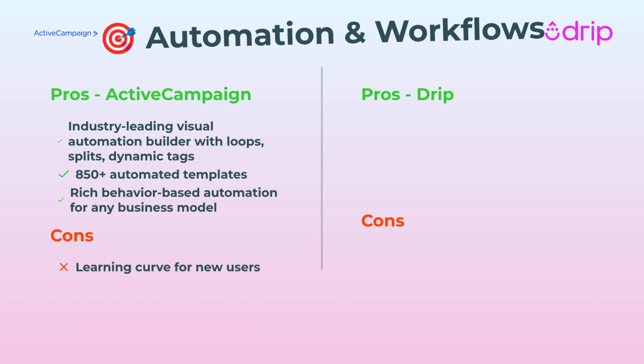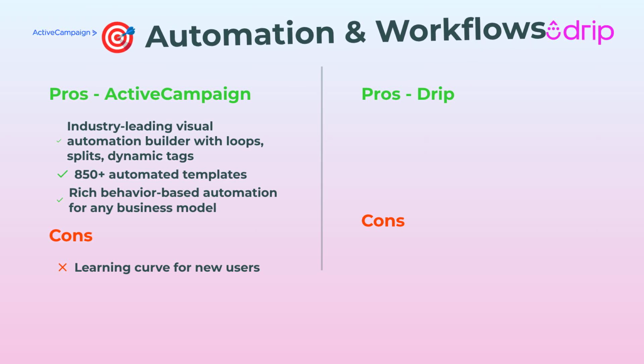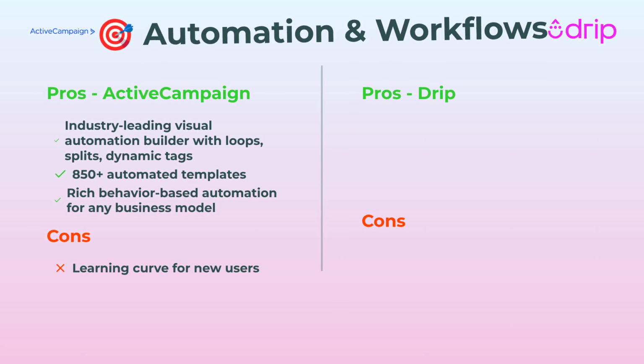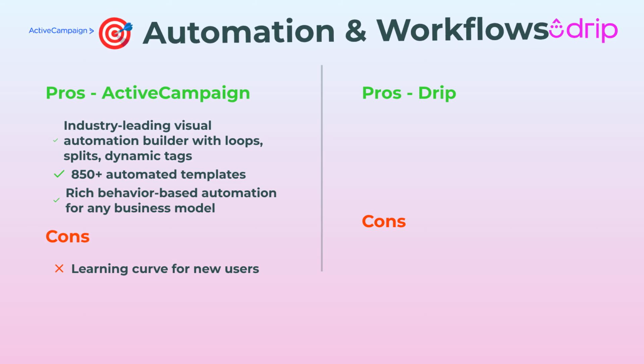All right, ActiveCampaign here is a bit legendary. The visual automation builder is just super powerful. You get loops, splits, dynamic tags. If you want to nerd out, this is your playground. There are like 850 plus templates, so you can hit the ground running. It does have a learning curve though. Brace yourself if you're a total newbie.